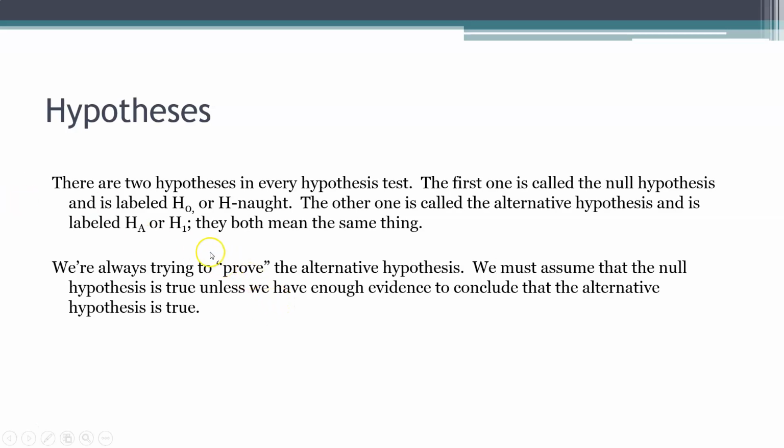So with these hypotheses, the alternative hypothesis is the one we're looking to prove. More about that word prove in just a minute. The null hypothesis is just what we have to assume unless or until we have enough evidence to conclude that the alternative hypothesis is true. So again, we're assuming H naught unless we have enough evidence to conclude HA or H1.